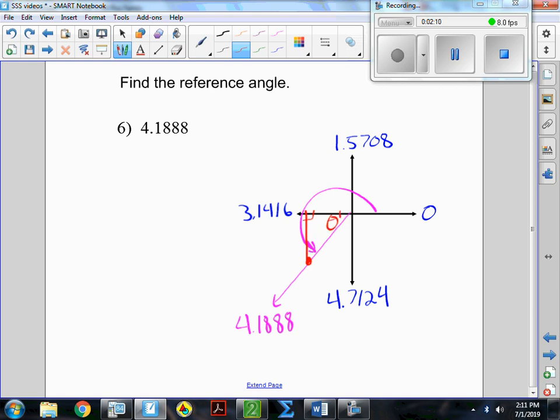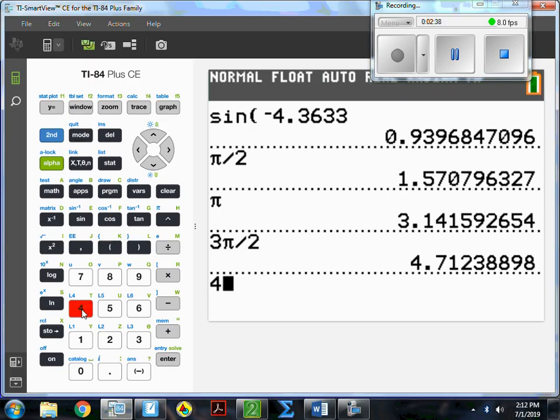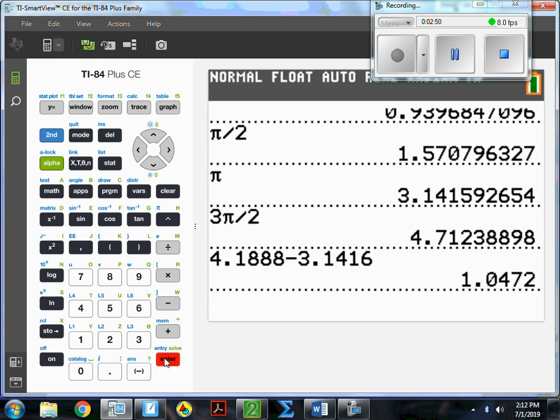We call that theta prime. And we want to find the difference between these two numbers. We want to do 4.1888 minus 3.1416. It really doesn't matter which one you subtract first, as long as you realize that because you're finding a reference angle, it does need to be a positive number. So I have 4.1888 minus pi. I could type in pi, or I can use the decimals I'm using here, 3.1416. And I get 1.0472.